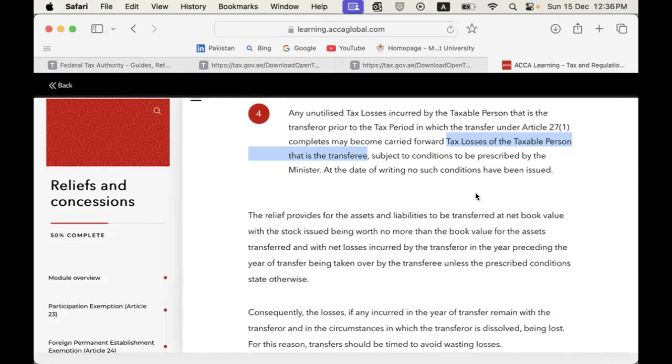A transaction happened, maybe a merger, or an absorption, or a split, whereby a business or part of the business was taken over by a company, right? And the taxable losses of that business that was taken over will become the tax losses of the acquirer, and they will be able to benefit from those tax losses. Don't you think that's a very important consideration while taking the decision to carry out this transaction?